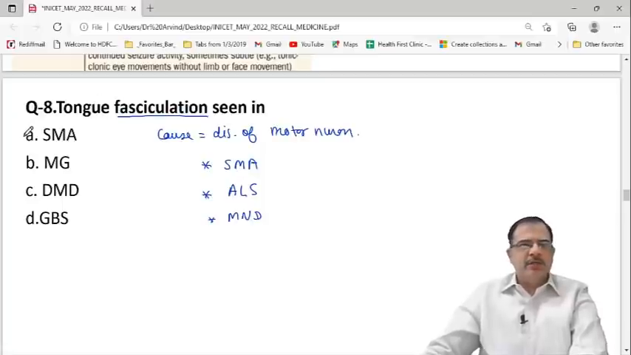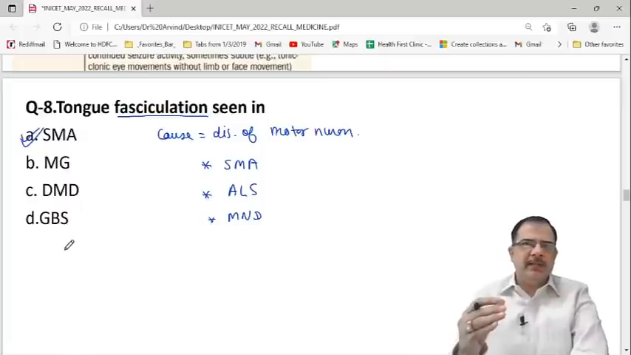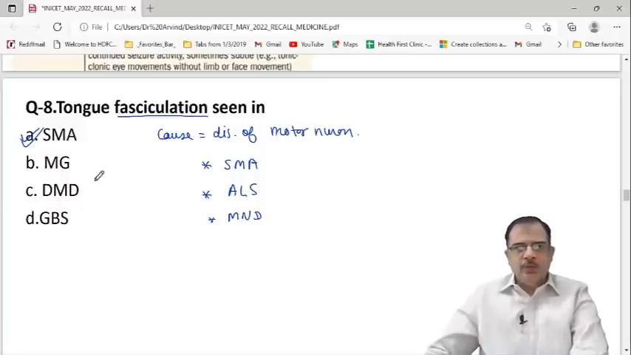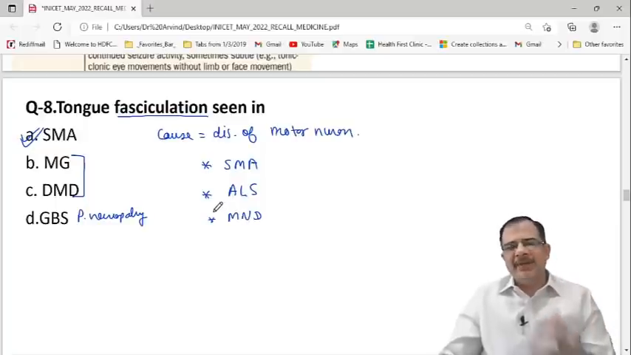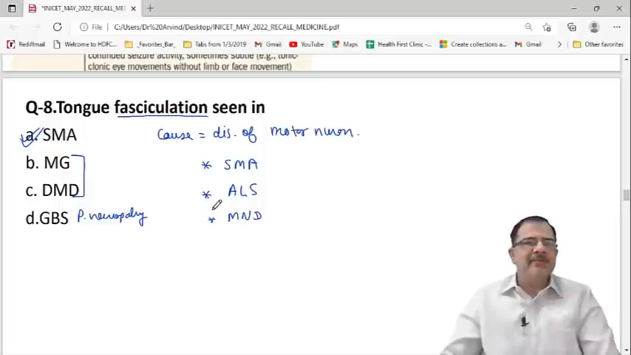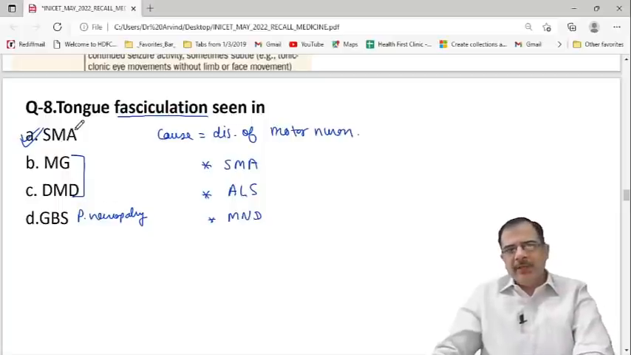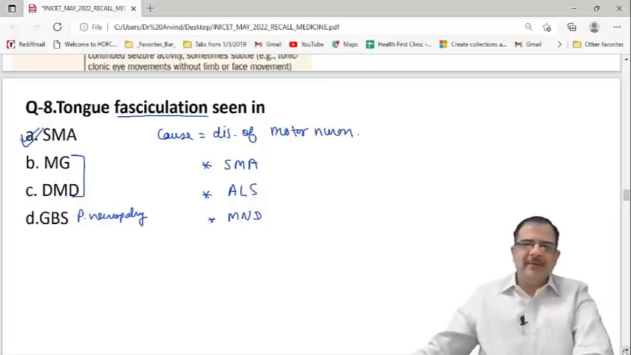So the tongue fasciculation here will be SMA. It is not a feature of neuromuscular disease or a myopathy. Neuromuscular disease is myasthenia gravis, myopathy is Duchenne muscular dystrophy, so it will not be present. Guillain-Barré syndrome is a peripheral neuropathy, and in peripheral neuropathy, presence of fasciculation is a very rare finding. It can be present, but a rare finding. So out of the peripheral neuropathy and SMA, the best answer here will be SMA.